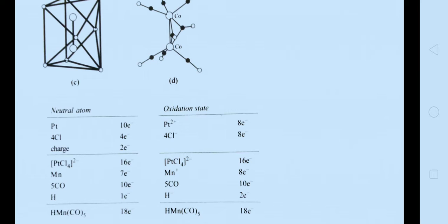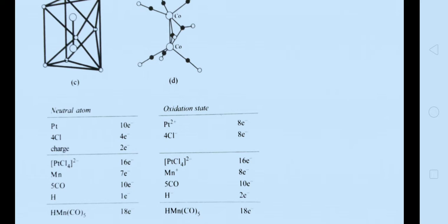Here in the neutral atom method, platinum contains 10 outermost shell electrons, 4 chlorine atoms supply 4 electrons, and the 2 minus charge supplies 2 electrons. Totally, PtCl4 2 minus consists of 16 electrons.